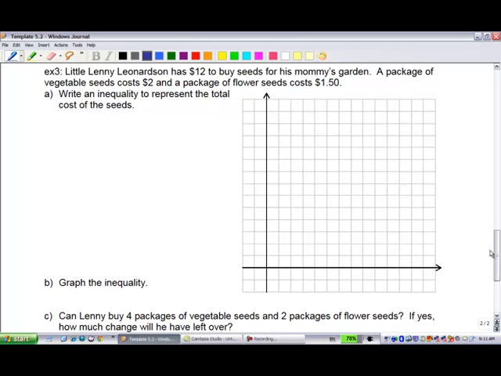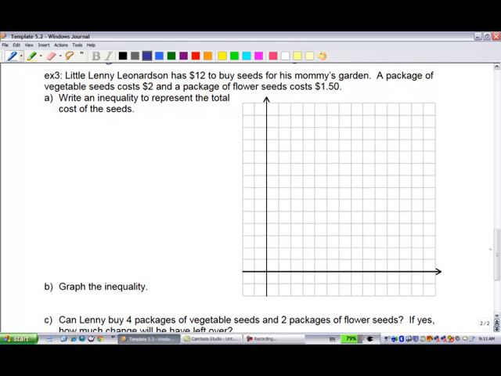Word problems get into a little bit more of a challenging idea, I think. Just remember that every word in a word problem represents some mathematical symbol. So little Lenny Leonardson has $12 to buy seeds for his mommy's garden. A package of vegetable seeds costs $2, and a package of flower seeds costs $1.50. So there's always going to be some total thing, in this case total money of 12.